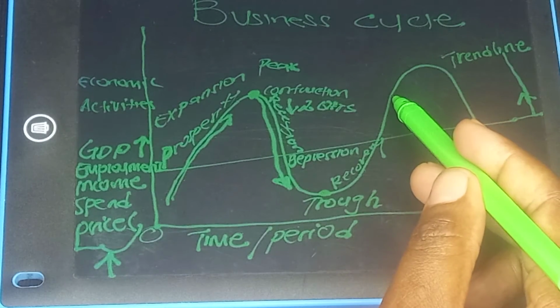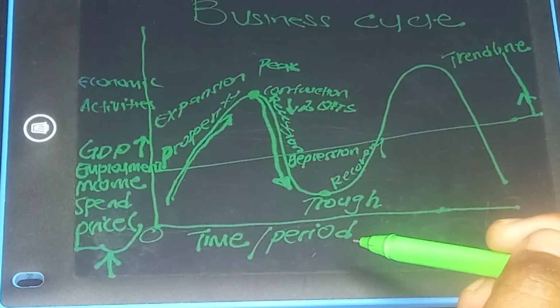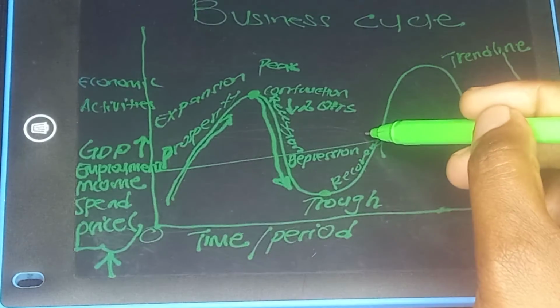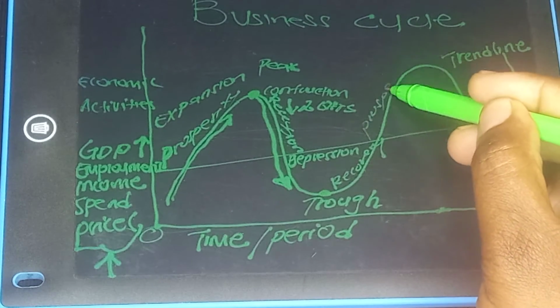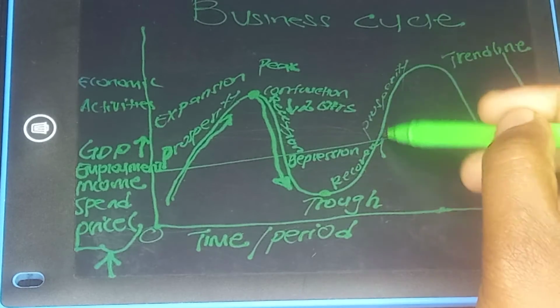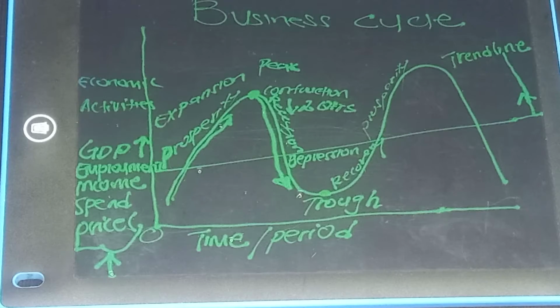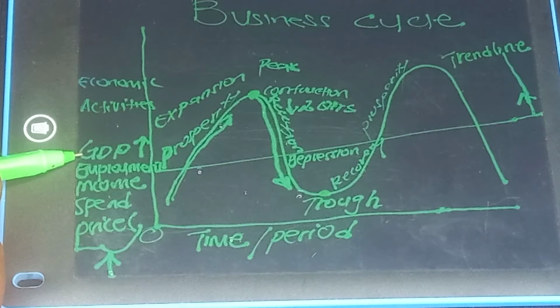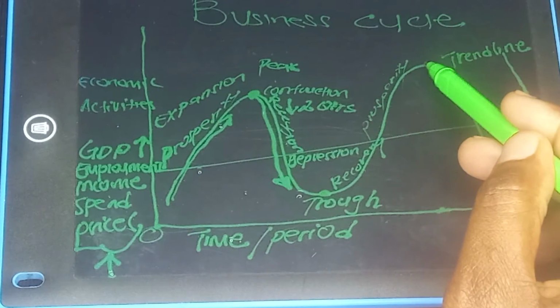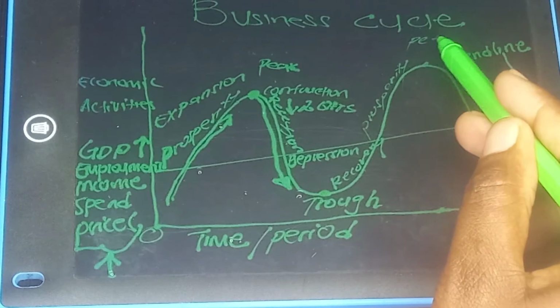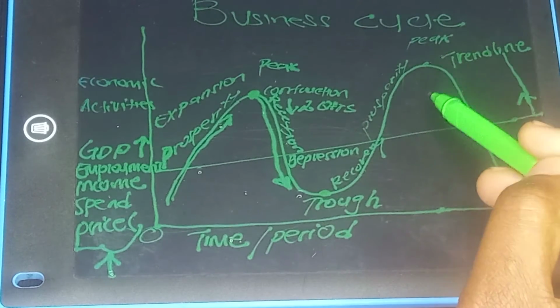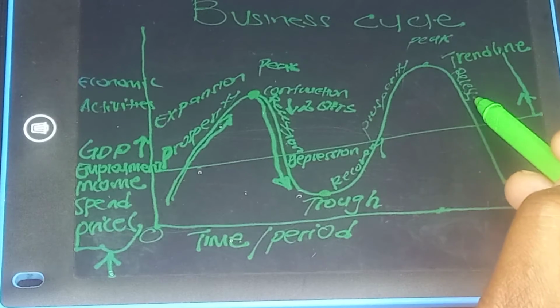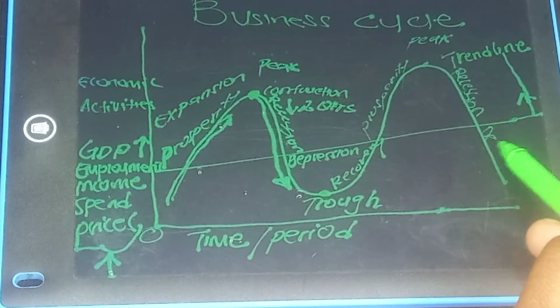Now, we go to the second phase, which is prosperity. Prosperity is a phase where these are extreme. GDP is growing very fast. Employment, income, spending, and prices are growing very fast. Now, again, we reach a peak. The same takes place, recession and depression.